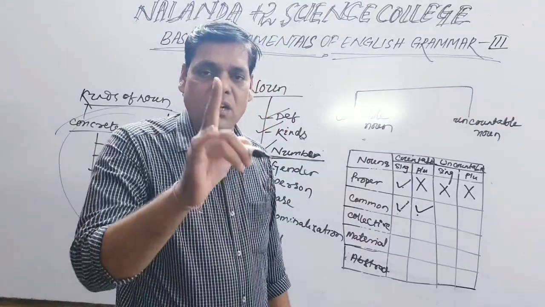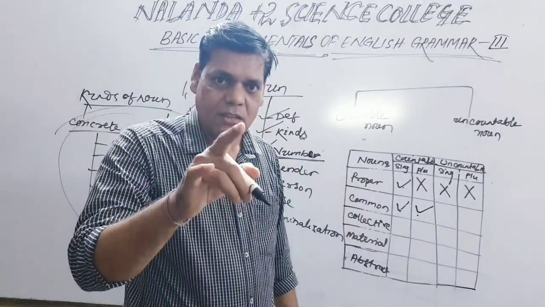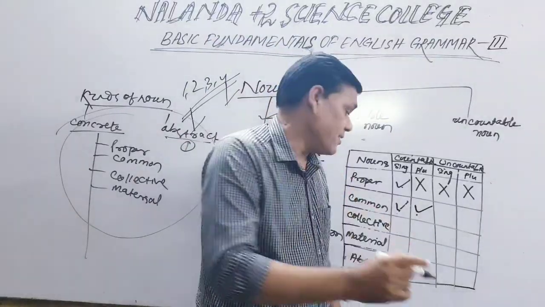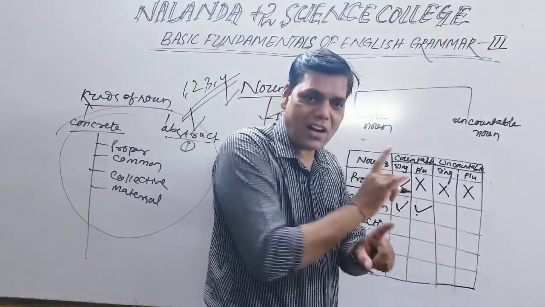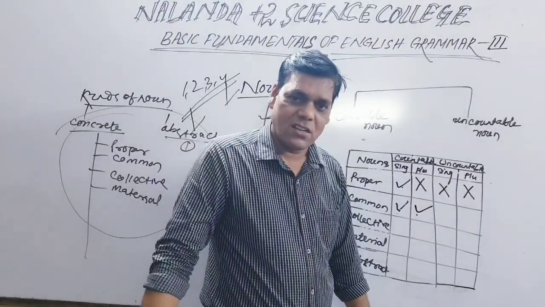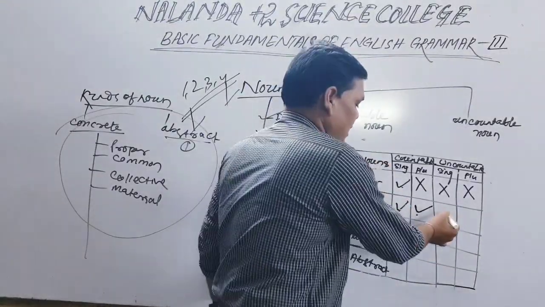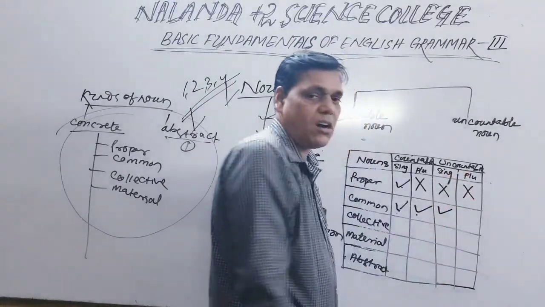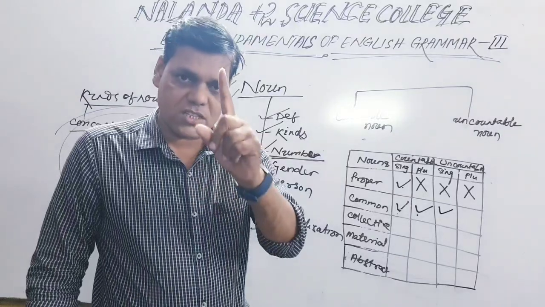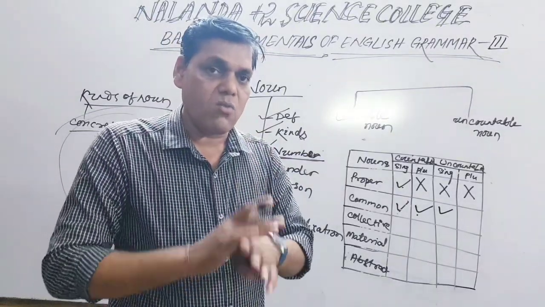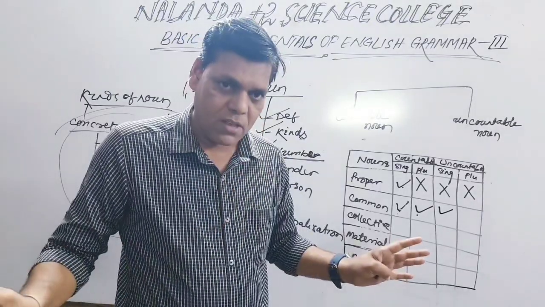For example, water. For example, jelly. For example, grease. For example, rice. They are purely uncountable. We can't count them. Can we count rice? Can we count dust? Can we count blood? No, that can't be counted. That's why it is uncountable singular. All the uncountable nouns are ever singular. An uncountable noun has no plural form.